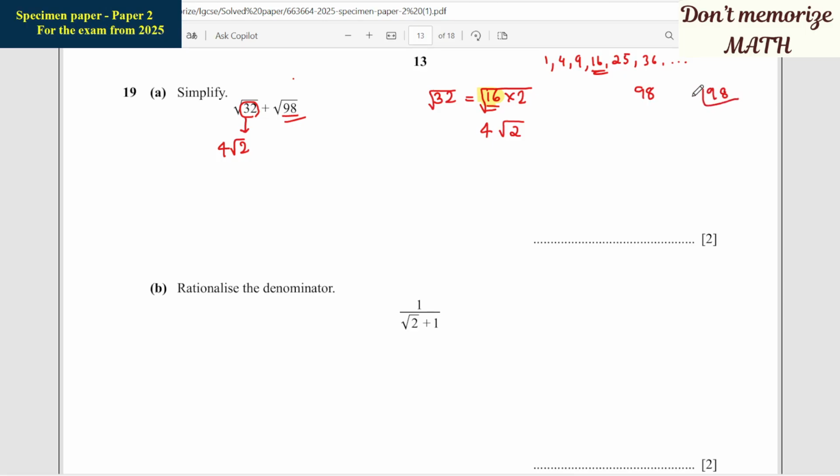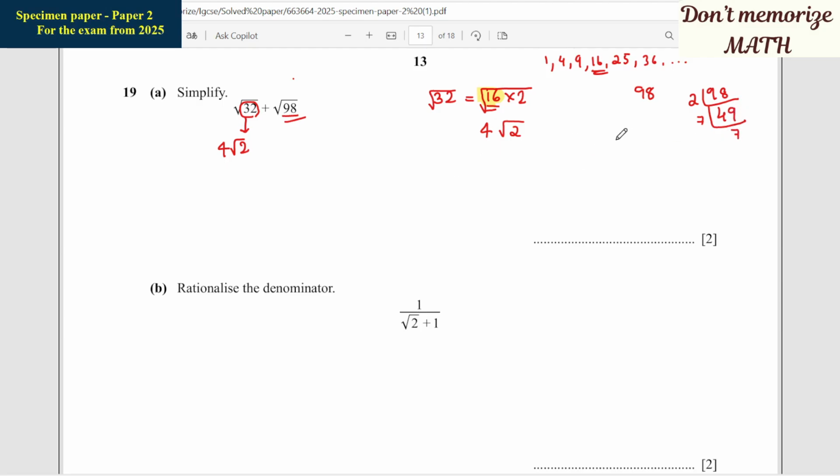Otherwise, you can do this other method. 98 you can divide by 2, and you will get 49. We cannot divide 49 by 2 or 3, so you stop there. If it is a bigger number divisible by many numbers, you can divide like this. This one we can finish easily because 7 times 7 is 49. You can write it like that.